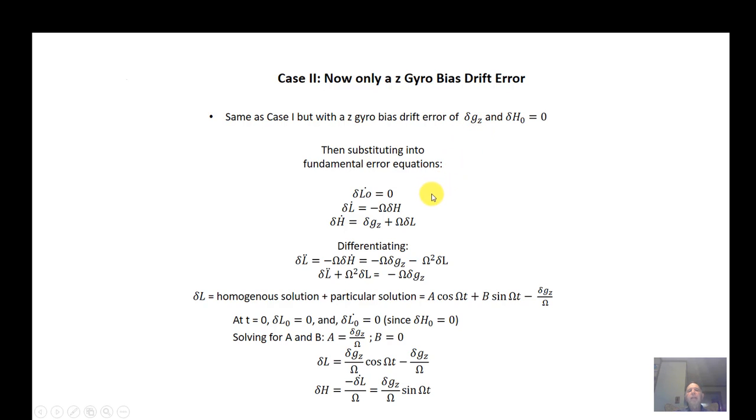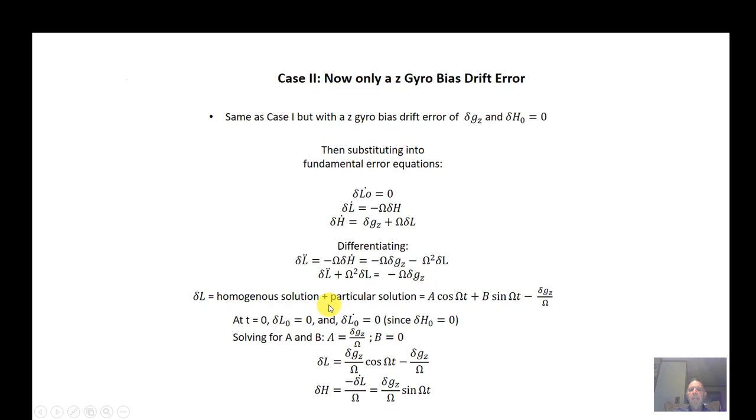So substituting into the fundamental error equations, we get similar first two equations, but now we have delta H dot equals delta GZ, the gyro bias, plus omega delta L. Now, if we differentiate the second equation, we get delta L double dot equals minus omega times delta H dot, which substituting into the third equation, that equals minus omega delta GZ minus omega squared delta L. And then continuing, we get the non-homogeneous equation of delta L double dot plus omega squared delta L equals minus omega delta GZ.